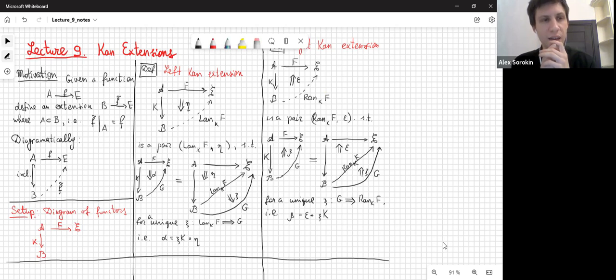So the motivational example is the following. Given a function f from a set A to a set E, we want to define an extension f tilde from a set B to the set E, where A is a subset of the set B. What is an extension? When we take an argument from the subset A into the function f tilde, it behaves exactly as f. Diagrammatically, this looks as it's shown.